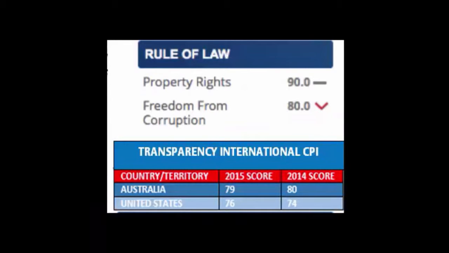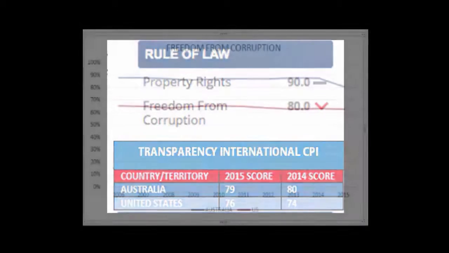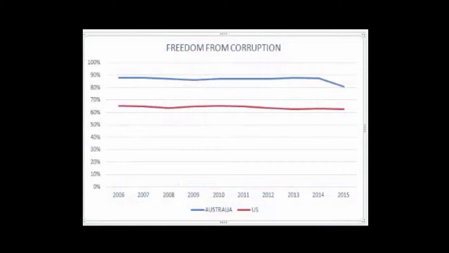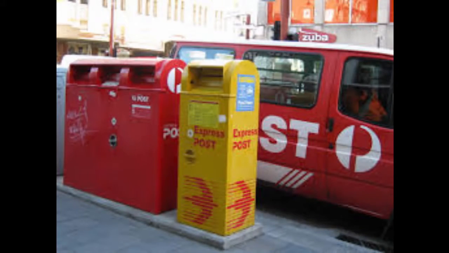Australia's rule of law scores and Transparency International CPI indexes are about the same as the United States. In 2015, Australia scored a 79, while the United States was a 76. Freedom from corruption is currently at an 80. The United States' freedom from corruption score is only slightly lower than Australia, and they have been relatively the same for the past 9 years, varying from 60 to 70%. Australia has also been relatively the same, varying from 80 to 90%, with only a slight dip between 2014 and 2015. Now let's spend some time talking about the economy of Australia.